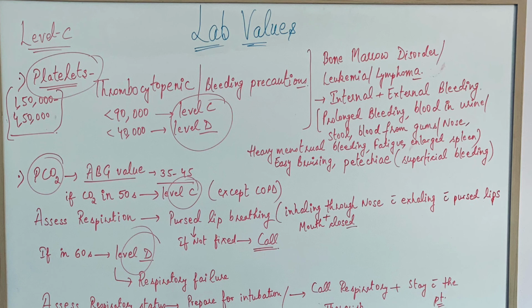That is a very critical situation, and it appears mostly in bone marrow disorders. In bone marrow disorders, generally leukemias, either chronic or acute, and lymphomas, are there.